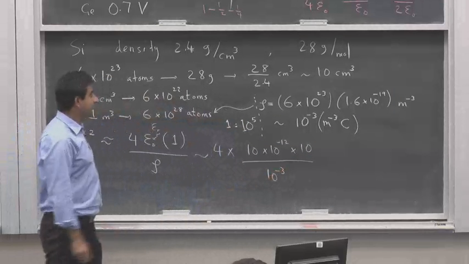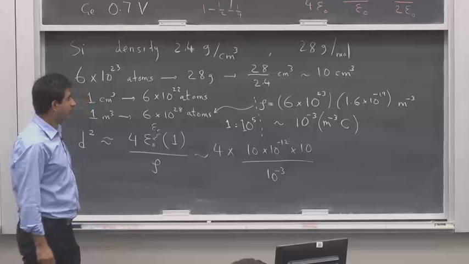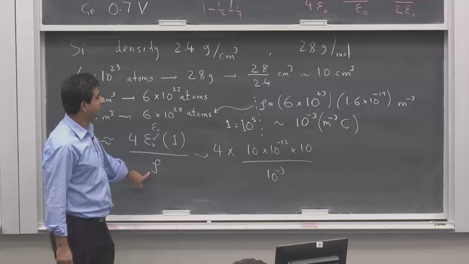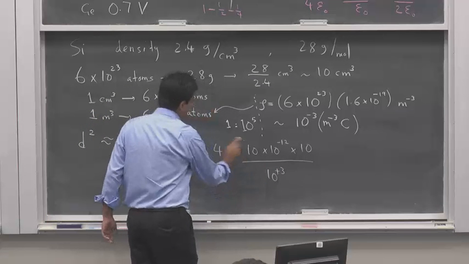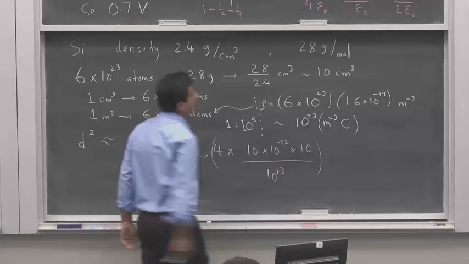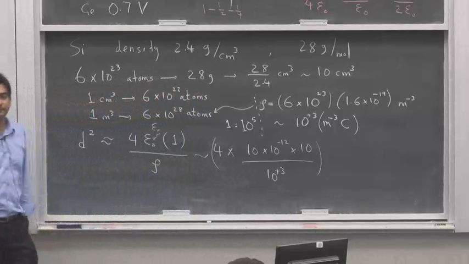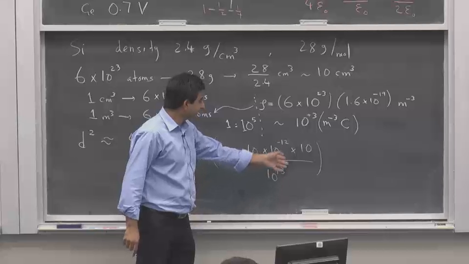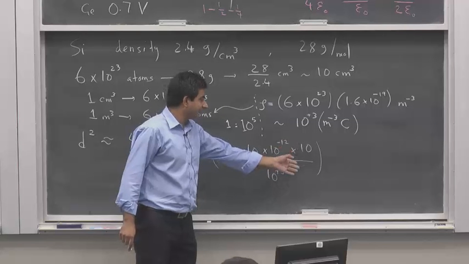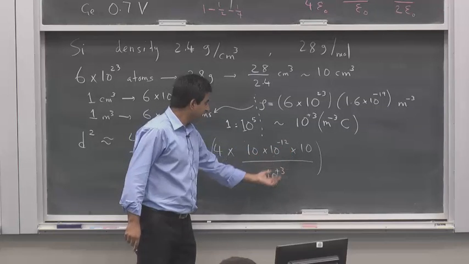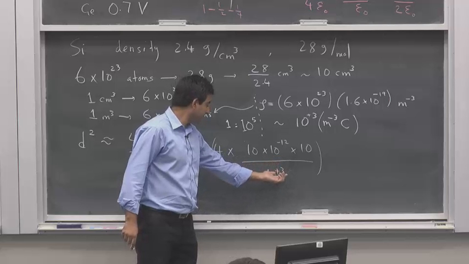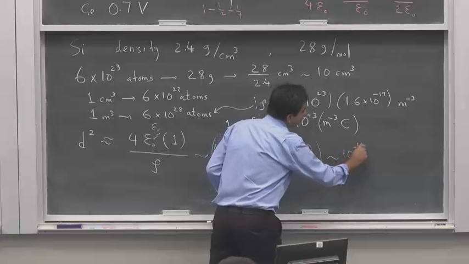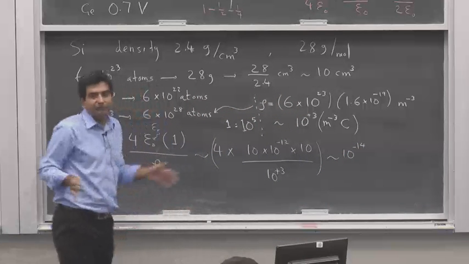Rho is plus 3, sorry. Alright, so this turns out to be 10 raised to the power minus 13, roughly. So let's make it 10 raised to the power minus 14, just for ease.